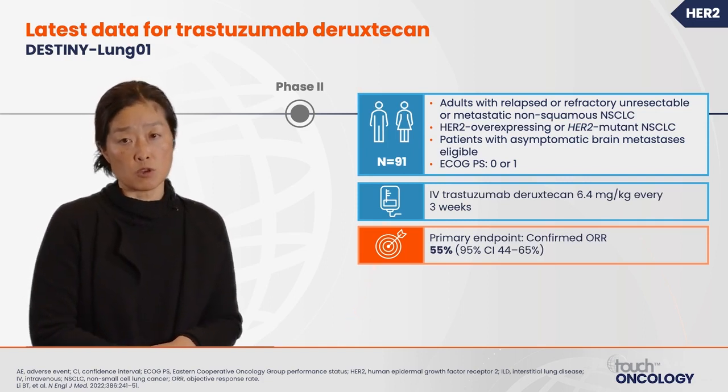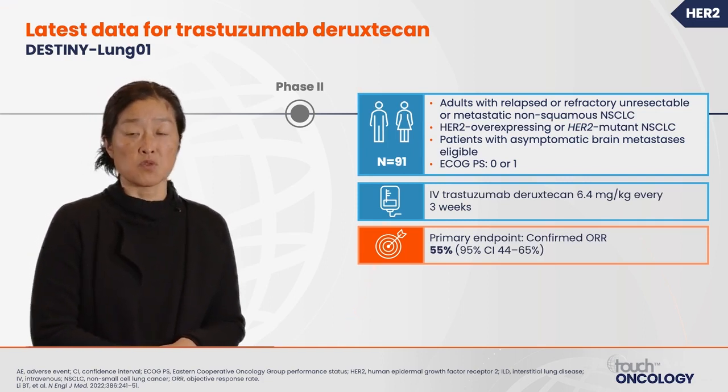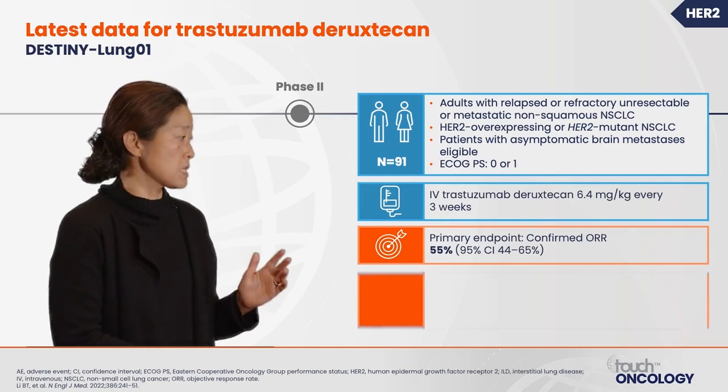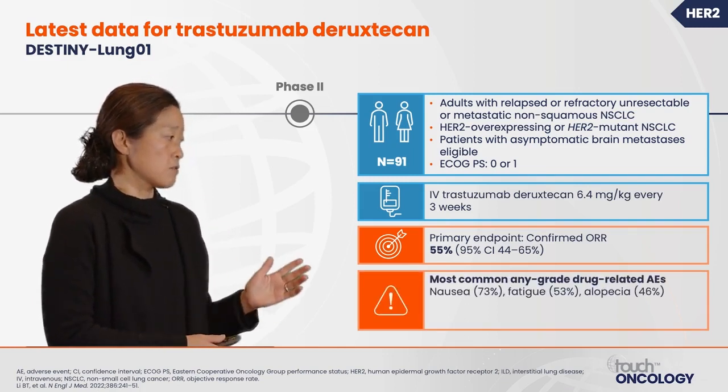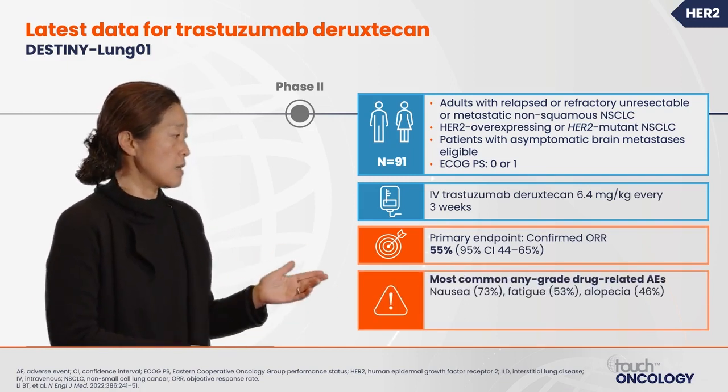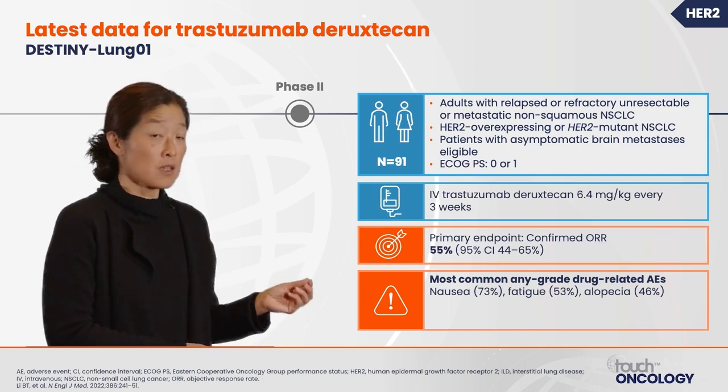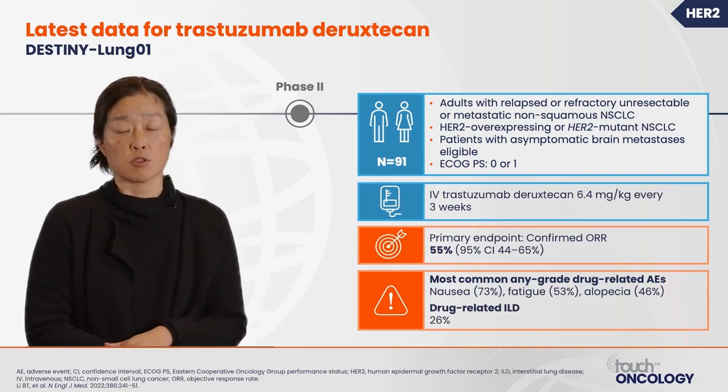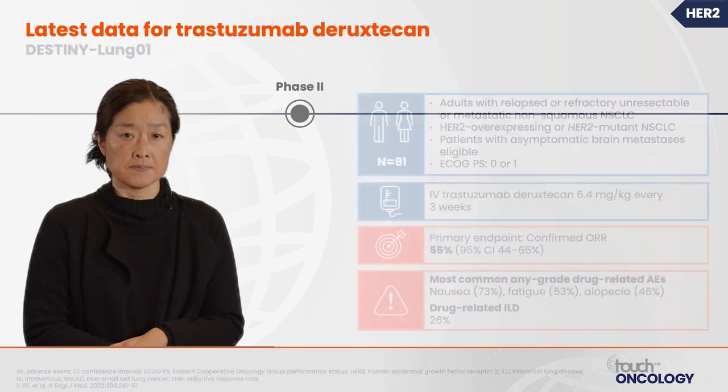In the population with HER2 mutations, the ORR was 55%. In terms of the safety profile, the most common any grade drug-related AEs were nausea, fatigue, and alopecia, and there was a 26% rate of drug-related ILD in this study.